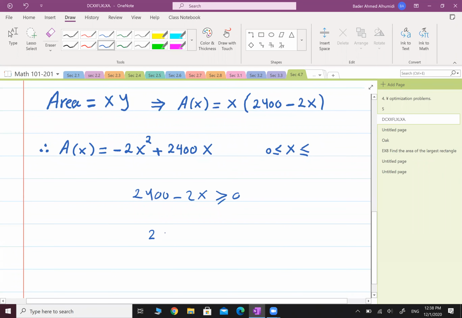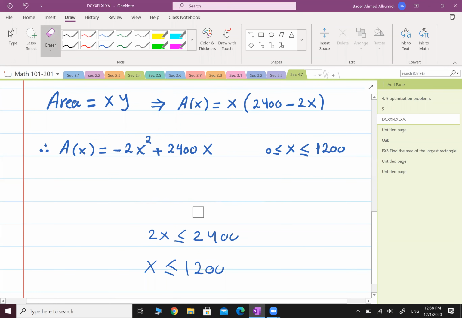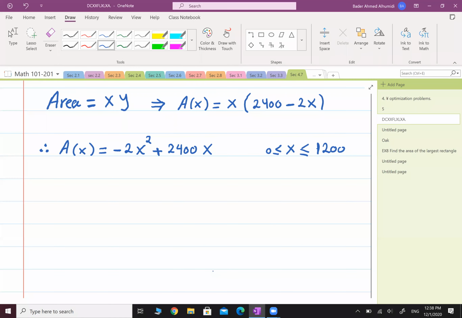In other words, 2x must be less than or equal to 2400. So if you need to be precise, x is less than or equal to 1200. These are the two boundaries. Of course, neither x equal to 0 nor x equal to 1200 will give a maximum, because x equal to 0 gives the answer 0 and 1200 also gives 0. So if you are solving an optimization problem in the exam and you get a value, that value will serve your purpose.